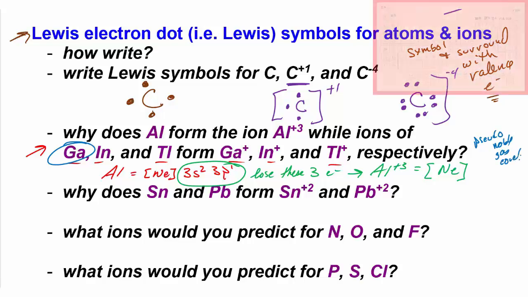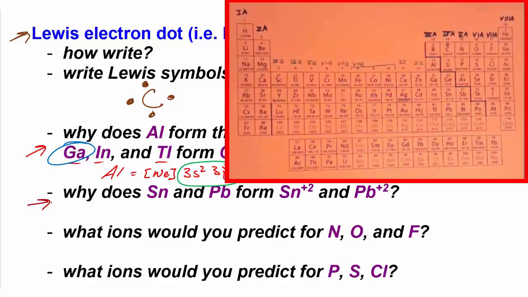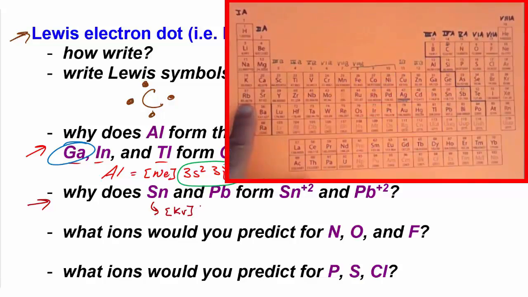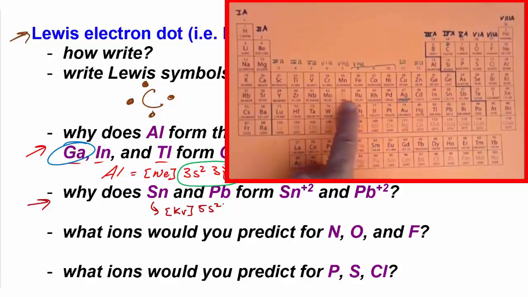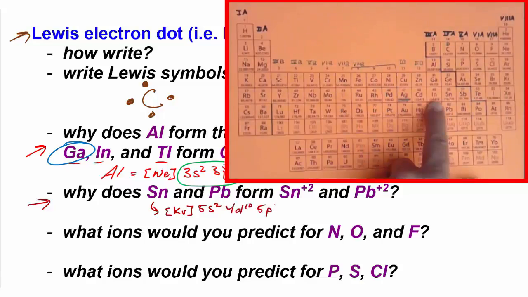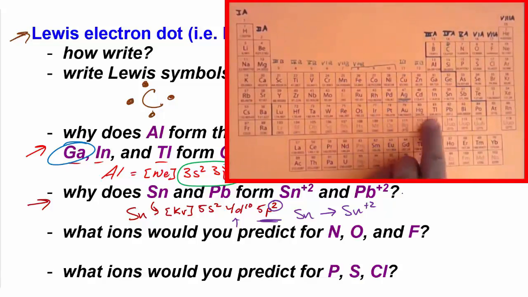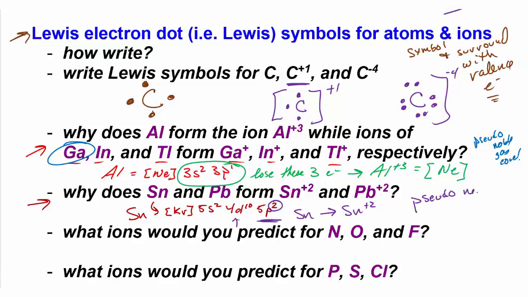Why does tin and lead form +2 cations? Well, here's tin. Let's write its noble gas core electron configuration. You'd have krypton, and then 5s2, 4d10, 5p2. When tin forms an ion, and tin goes to tin +2, what 2 electrons does it lose? Right here. It loses these 2, and it's left with a pseudo-noble gas core. Same idea with lead. Lead loses its 2 electrons in the p, and left with a pseudo-noble gas core. So again, the reason why is pseudo-noble gas core.